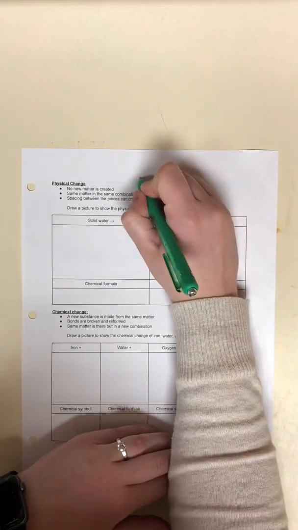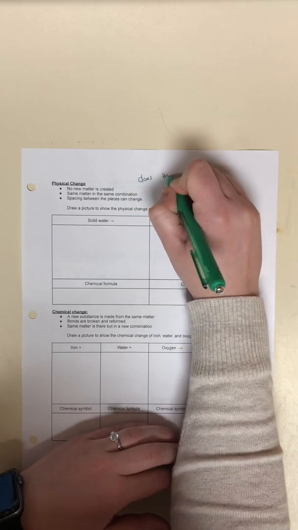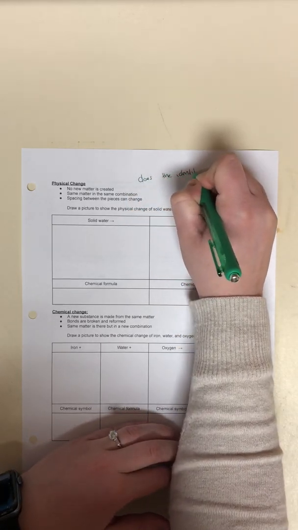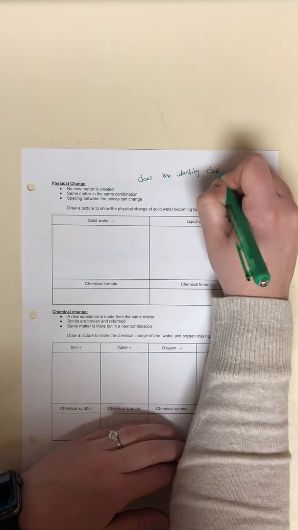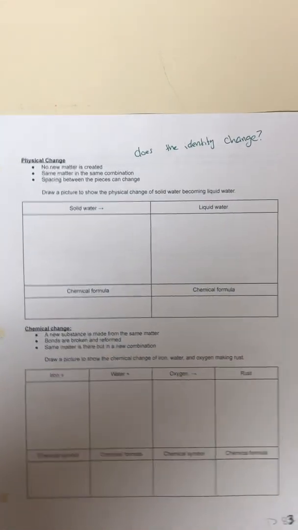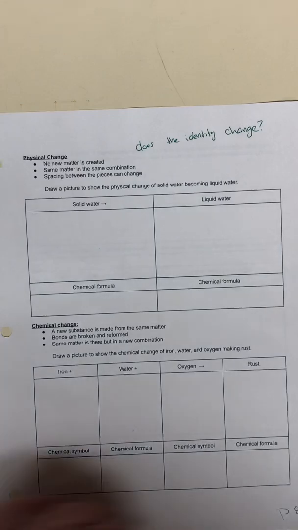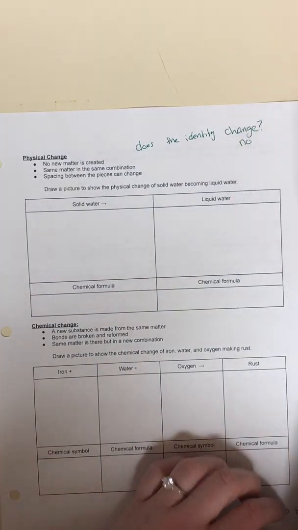So with a physical change, remember, no new matter is created. It's the same matter in the same combination, but the spacing is what can change. So a few questions you can ask yourself: is this physical or is this chemical? One of those questions is, does the identity change? Does the actual identity of that matter change? So the answer for that for a physical change is no.